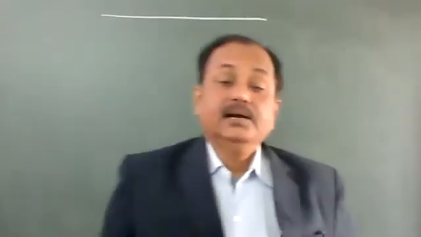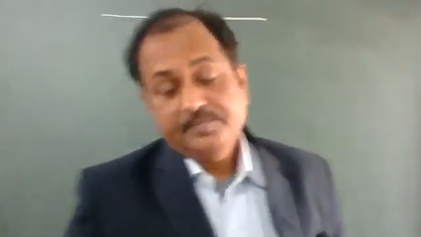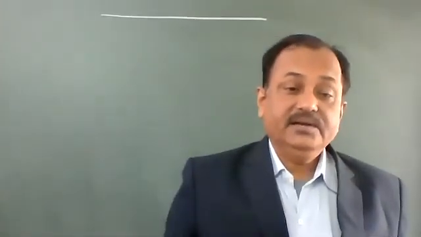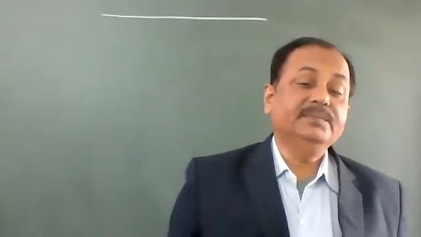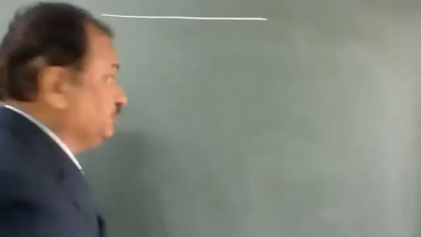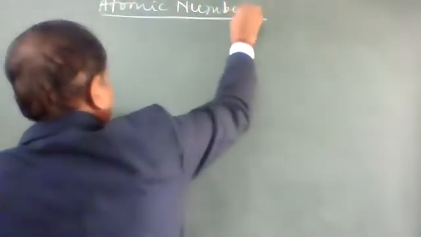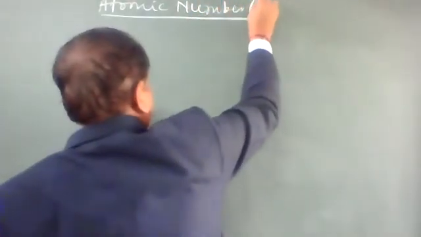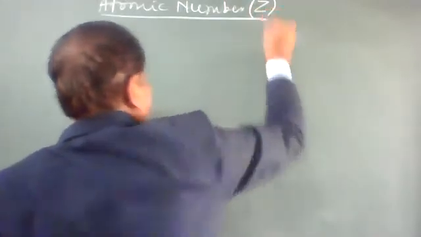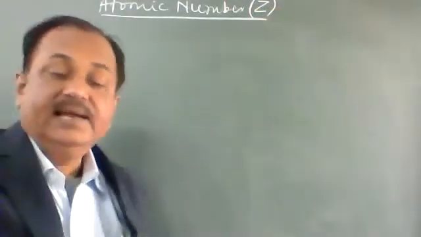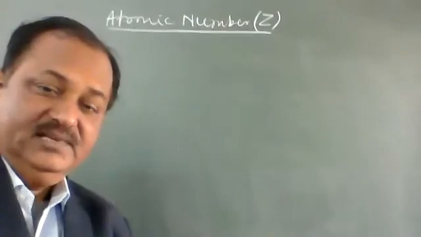So I am going to explain a very important part in atomic structure. It is the atomic number and atomic weight. These two are very important points. First I am going to explain about the atomic number. Atomic number has the symbol Z.